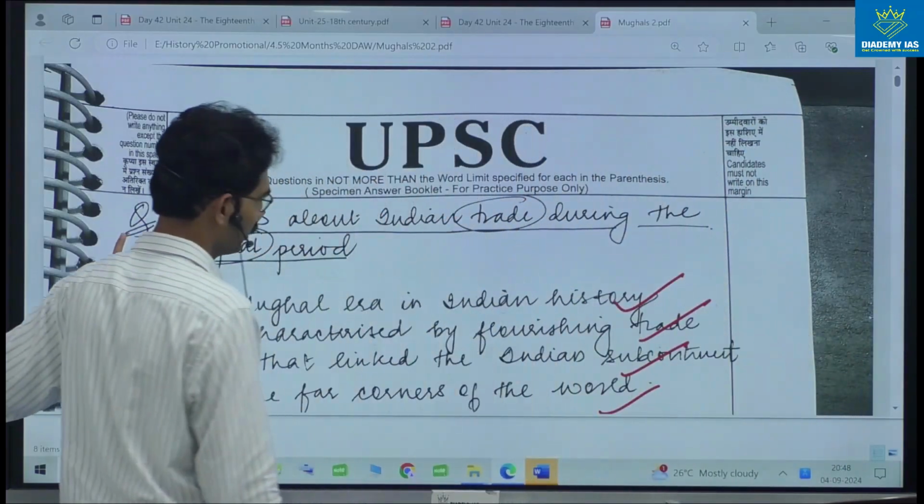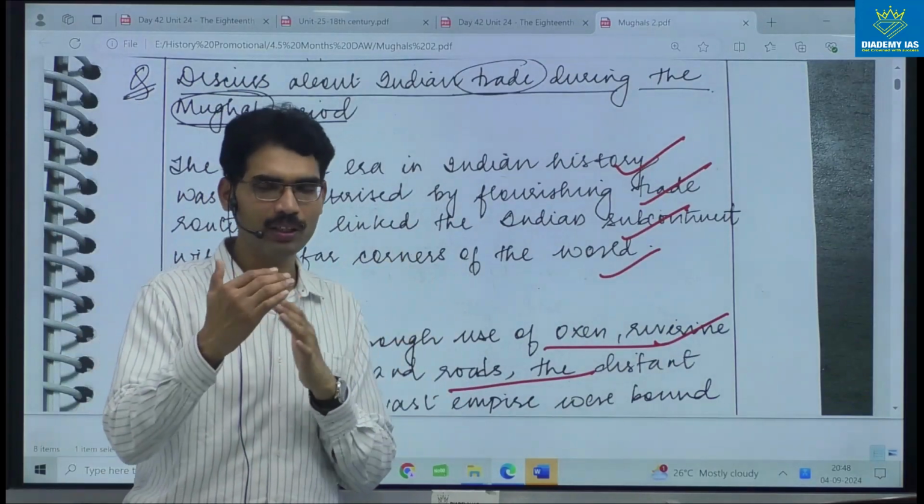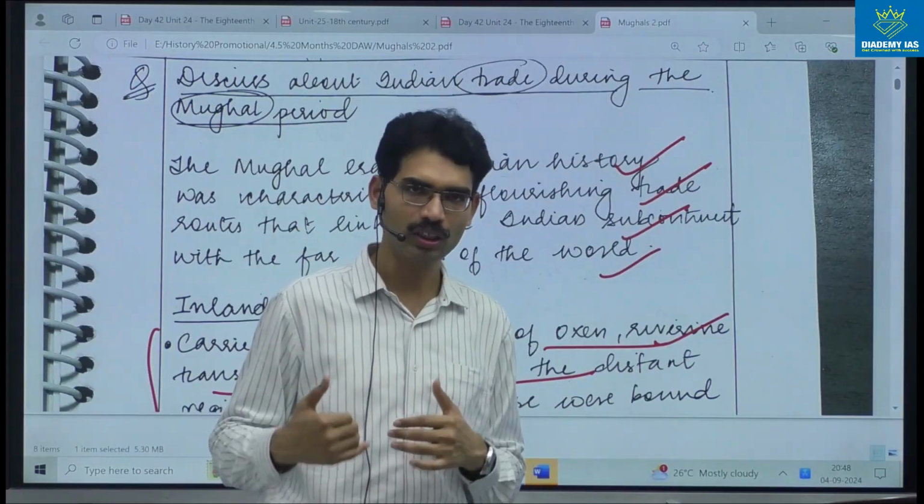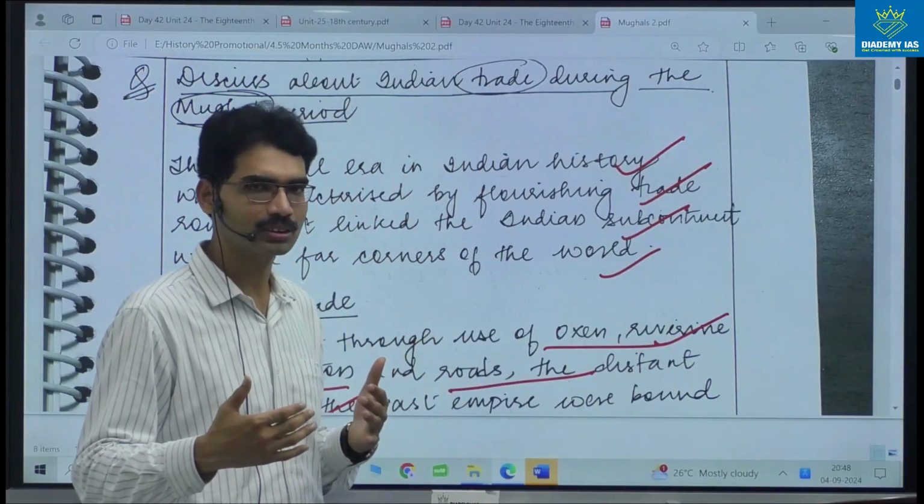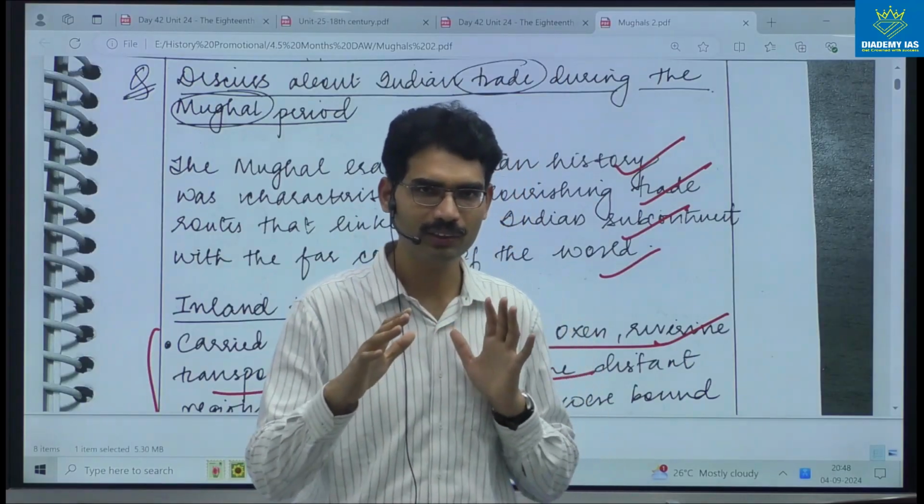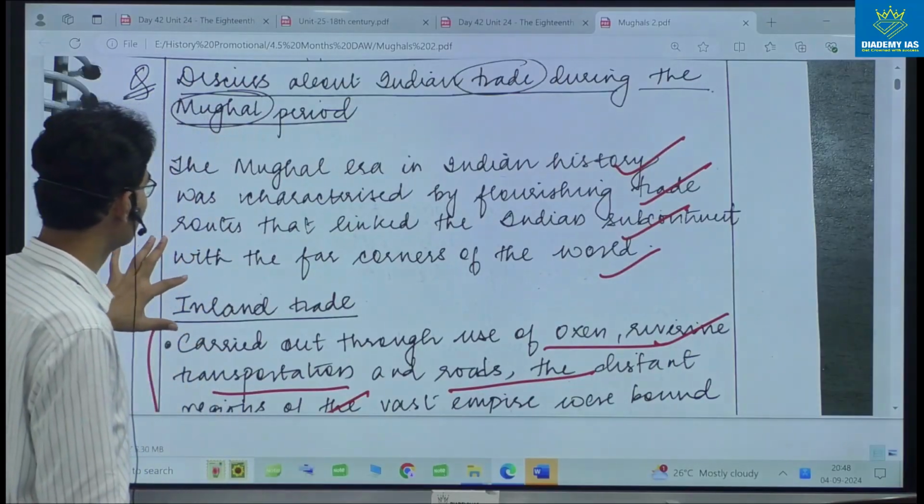So once you get the rhythm, in the beginning stage students may not be comfortable with how to start the introduction, how to give headings and subheadings, and how to conclude the answer. But once students are comfortable in writing, after 10 days or 20 days, everything will fall into place. You just need to read the content and write according to the question.